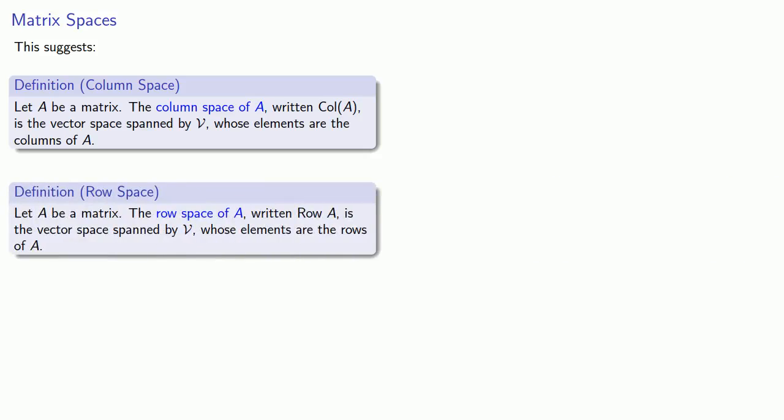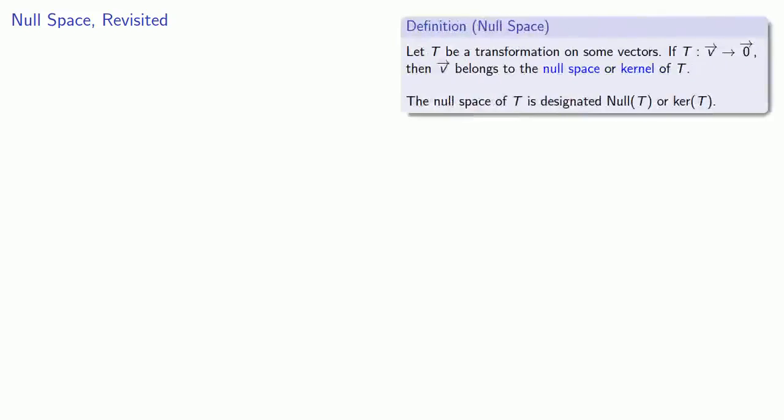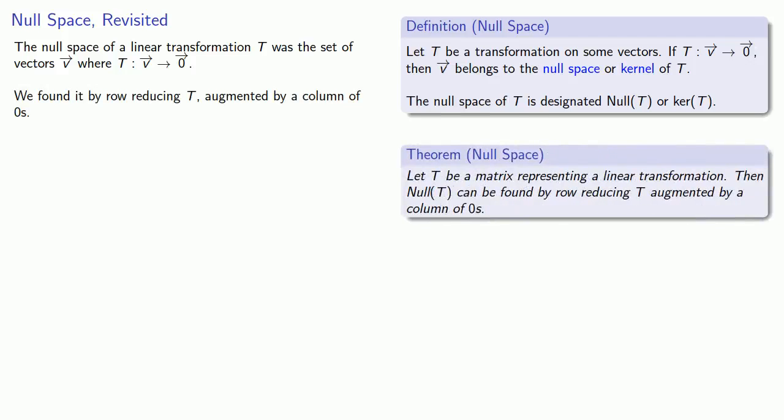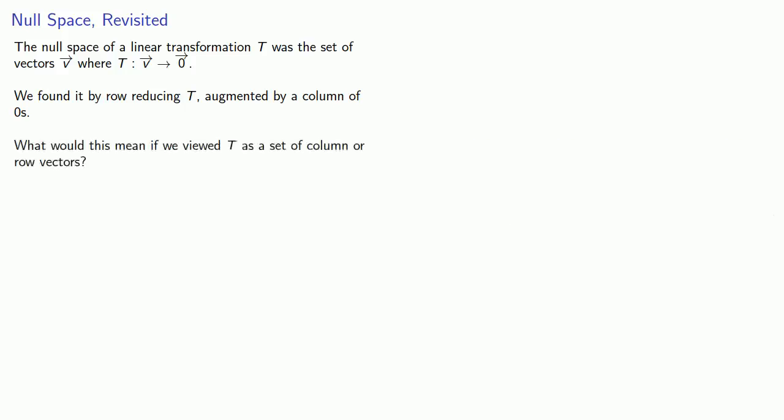Let A be a matrix, and this time we'll take the, wait for it, rows of A as the vectors in our set. We can also talk about the null space. The null space of a linear transformation is a set of vectors where the transformation sends those vectors to the zero vector. We found it by reducing the transformation matrix augmented by a column of zeros. Well, what happens if we view T as a set of column or row vectors? How could we then find the null space?